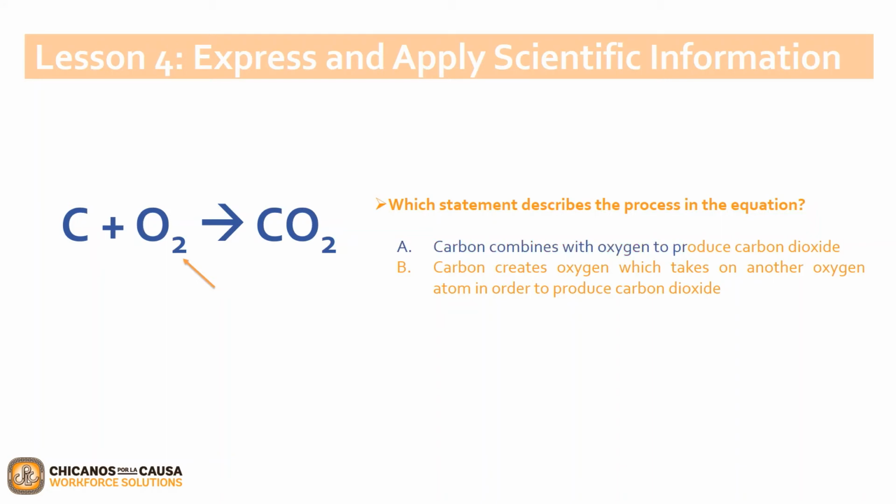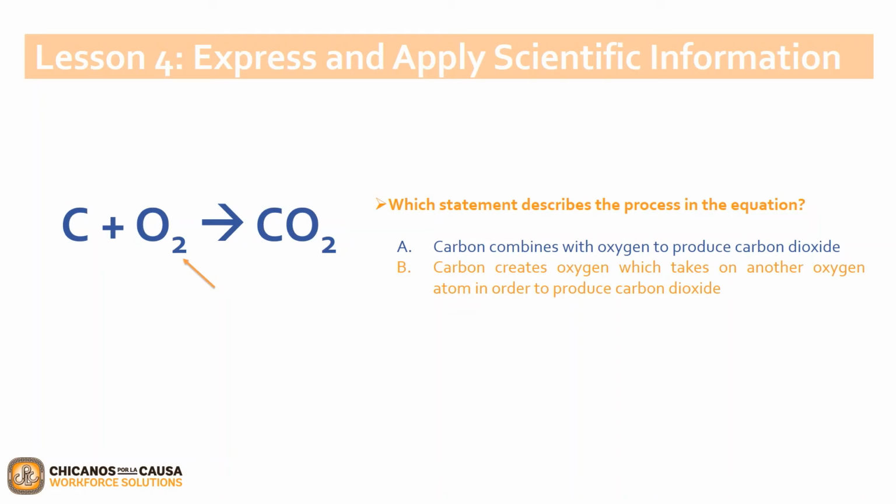In this chemical reaction equation, the carbon and the oxygen combined without losing any of their own components. The prefix di means 2. So carbon dioxide means a C and 2 O's. The plus sign on the left, as you can see here, means that the equation indicates that carbon and oxygen are separate reactants, not that the carbon creates oxygen. Therefore, answer B is incorrect.